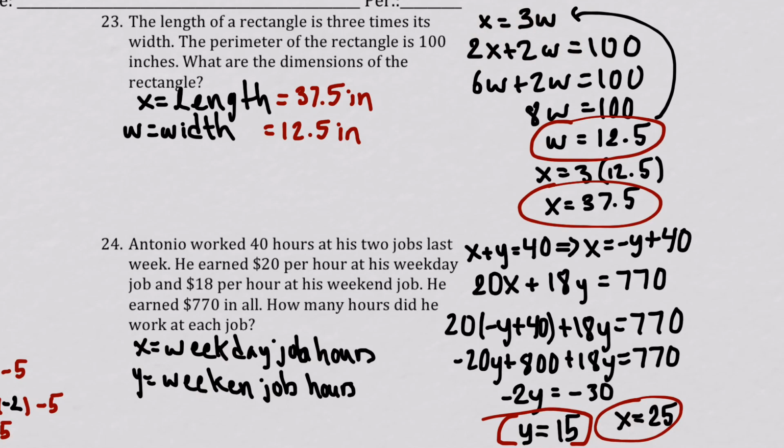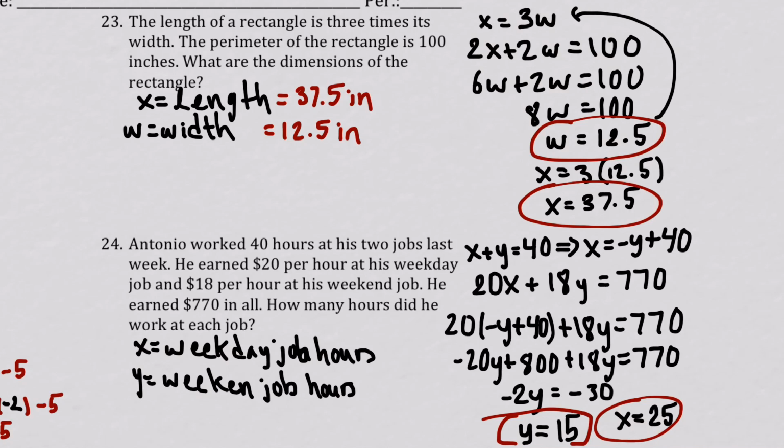X equals 3W because the length of the rectangle is 3 times its width. Therefore, X equals 3W. I call X the length because I don't like to use L as a variable very much. It looks like a 1 to me, or sometimes it looks like a parenthesis, so I'd rather avoid it. So X is the length, W is the width. So the length is 3 times the width. 2 times the length plus 2 times the width equals 100. And then what I did is I substituted in 3W for X right here, got 6W plus 2W, solved, got the width is 12.5, plug it in, and you get that the length is 37.5.